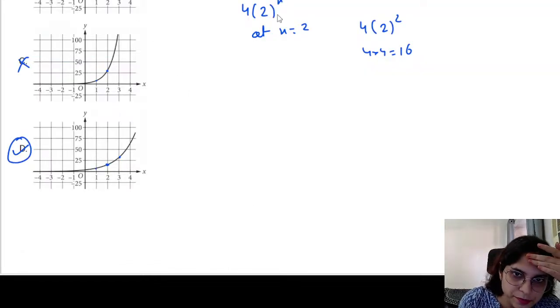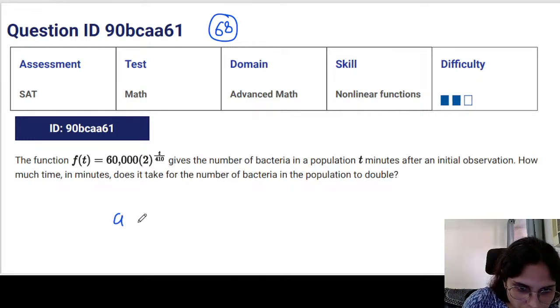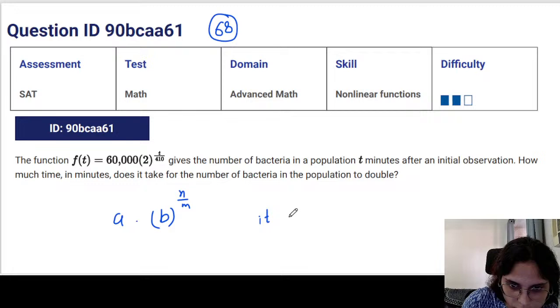Question 68. So you can go to page number 69. The function f of t equals 60,000 to the power t over 410. That means it doubles in every 410 minutes. That is the concept that I told you. So if you have a times b to the power x over m, that means it multiplies with b every m hours.